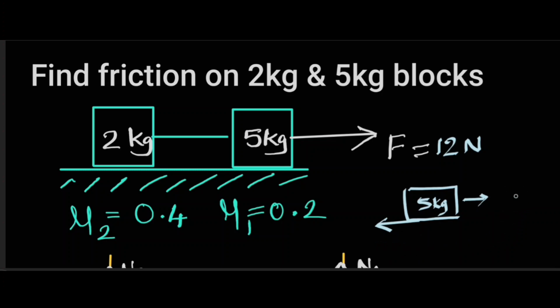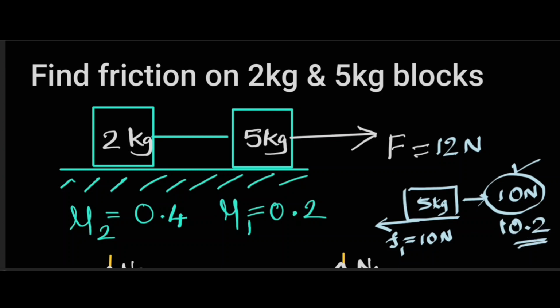Suppose the applied force is 10 Newton. Friction can also adjust its value because F1 max is 10. It can adjust its value to 10 Newton. There is no tension yet. If the applied force is slightly greater than 10, say 10.2, for example, then friction cannot adjust its value to 10.2. That is when tension comes into the picture.